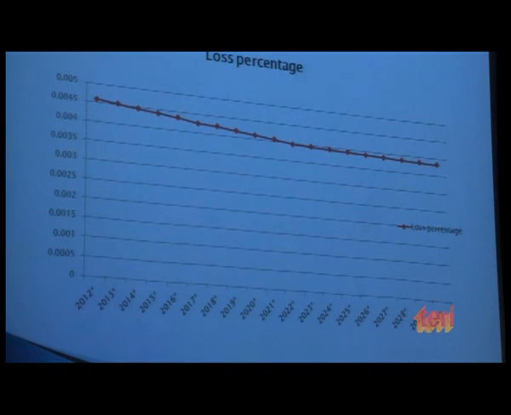Agreed, there is a loss in the state domestic product, but where is the gain? What are the things we are gaining? I'll come to that. That loss is 0.004% of the state domestic product. Look, this is all in percentage terms. 0.004% of the state domestic product. So your sustainable development scenario gives you a slightly smaller net state domestic product.